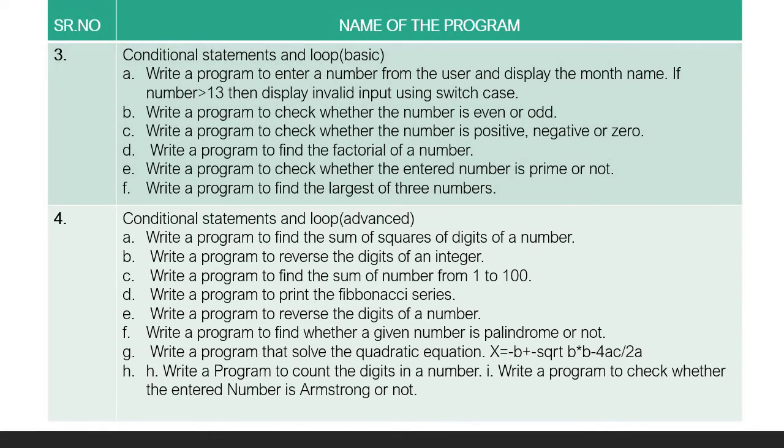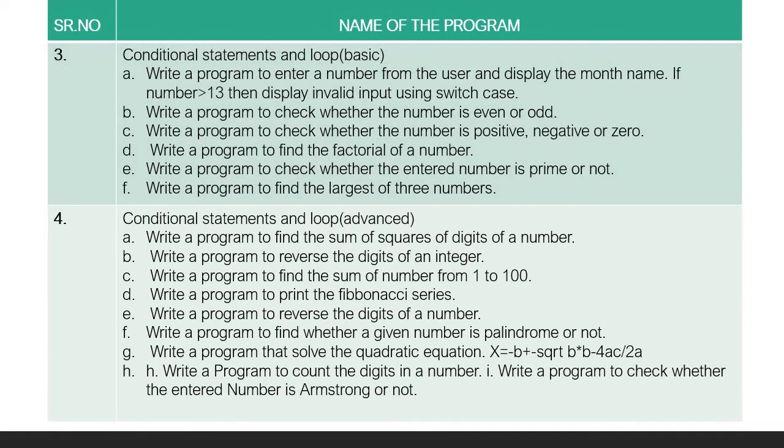Now let's move further, that is the third assignment, conditional statement and loop. Students, over here we are going to see the basic loop and the programs are: write a program to enter a number from the user and display the month name, and if the number is greater than 30 then it displays invalid input, by using the switch case.